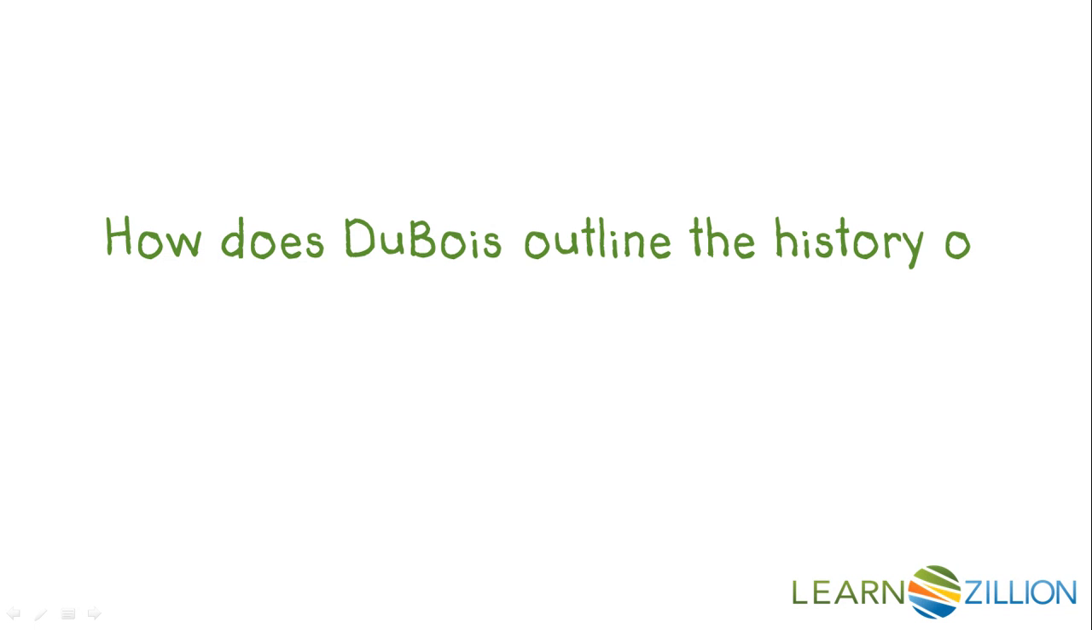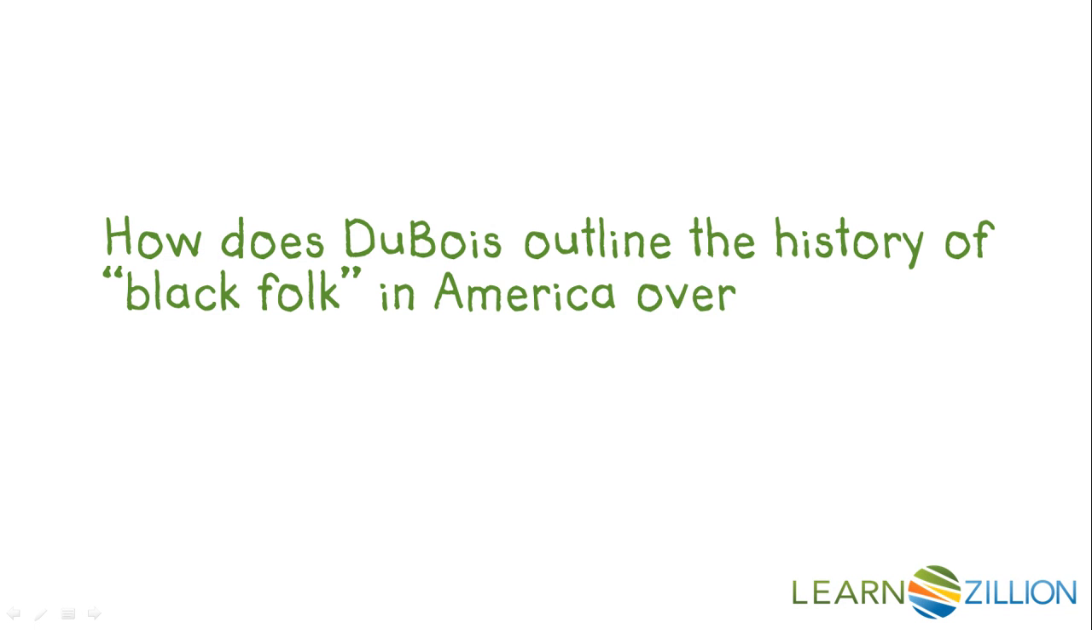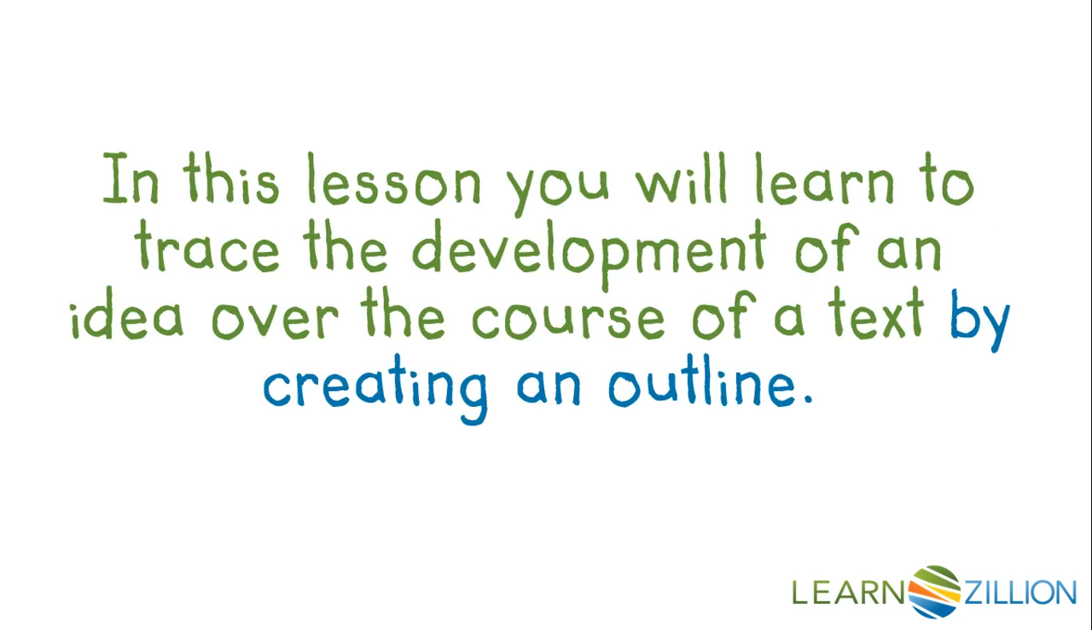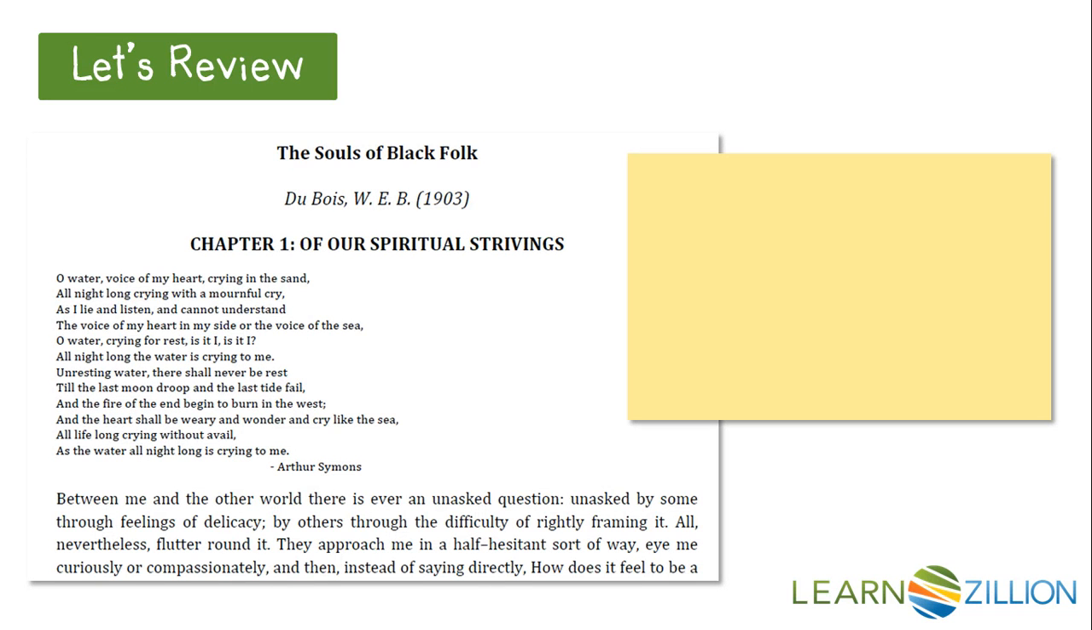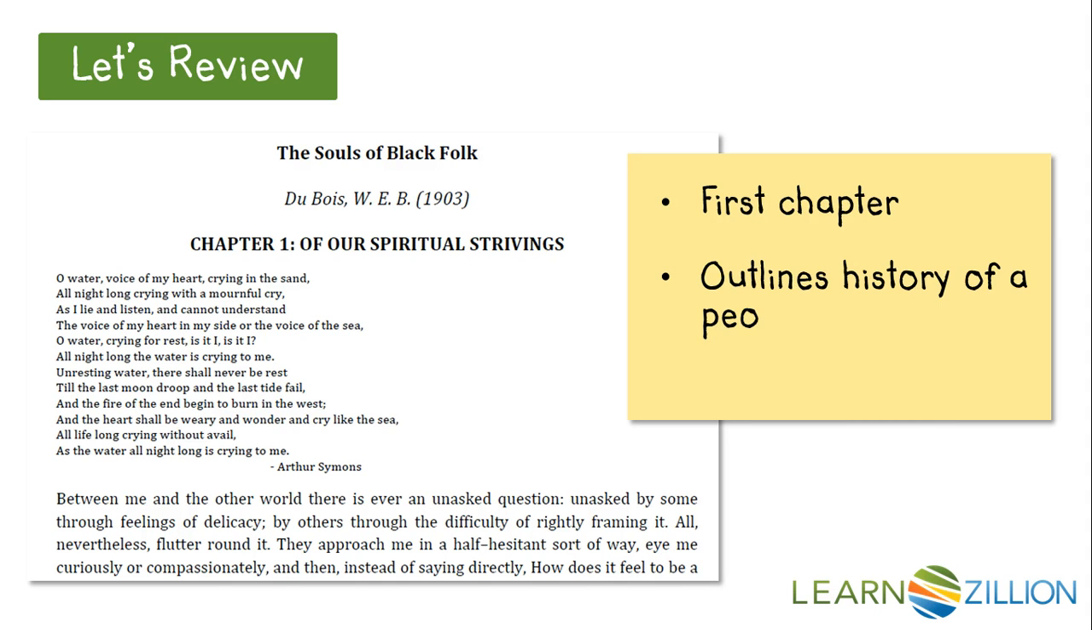How does Du Bois outline the history of Black folk in America over the course of his text? In this lesson, you will learn to trace the development of an idea over the course of a text by creating an outline. So let's review. Here is our text, and we know that this is the first chapter of W.E.B. Du Bois' book, and that it outlines the history of a people and sets up an argument.